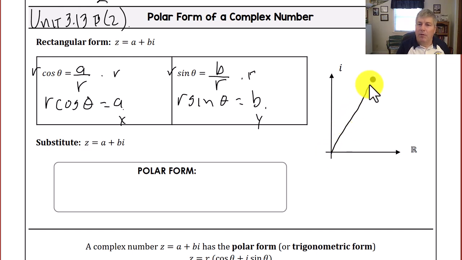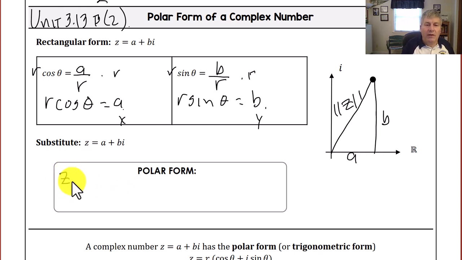And if we have a particular point, we've got a magnitude here of z. Sometimes it's written with double parentheses. I've seen it both ways now. And our y value, our imaginary portion, is b, and our real axis is a. And we can rewrite this into polar form. So z as trig.